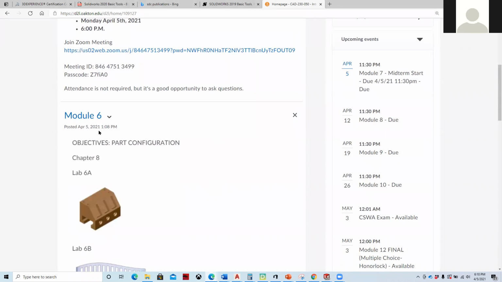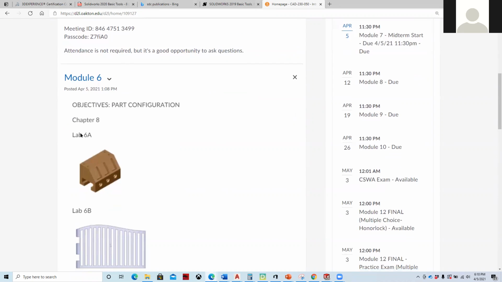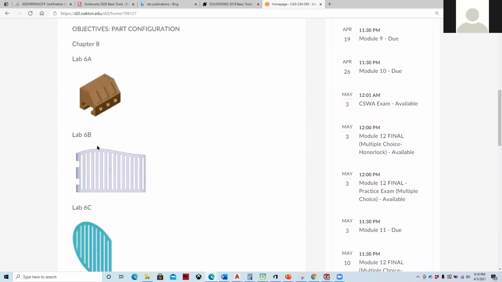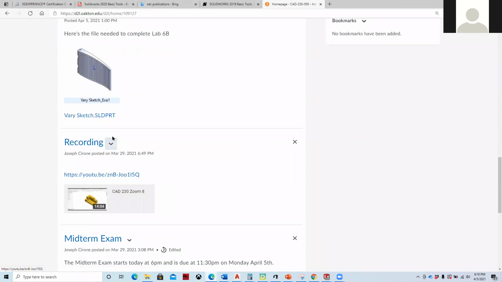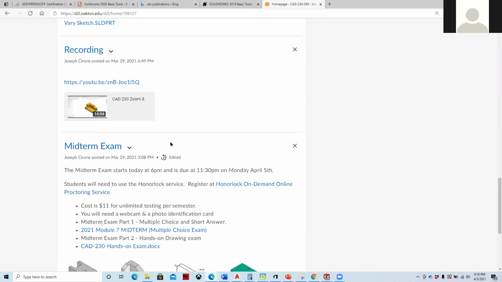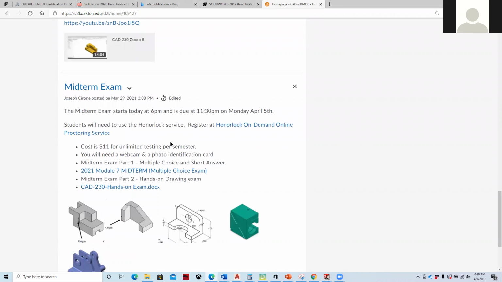Module 6 has been released. It's on part configurations, and refers to Chapter 8. You will need this file here, this very sketch solid part, to be able to complete the exercise.